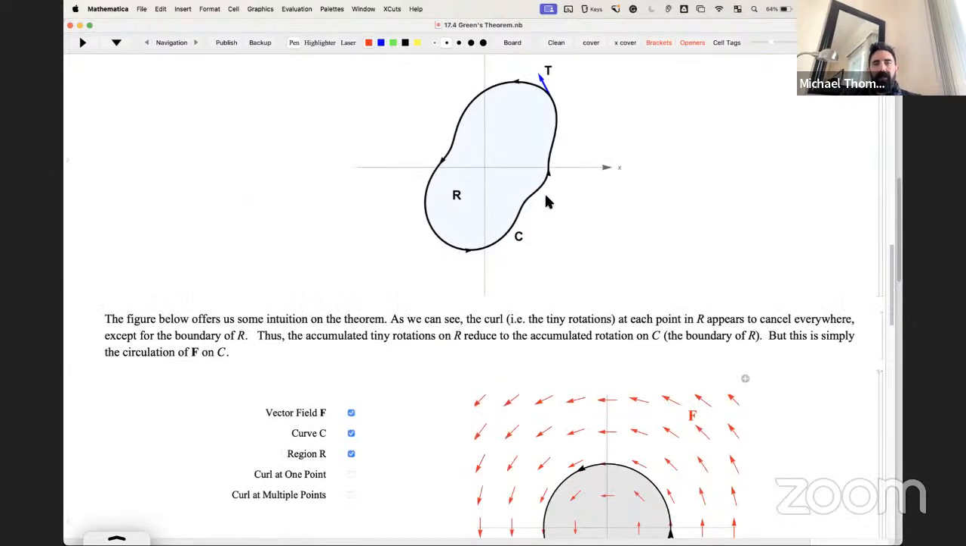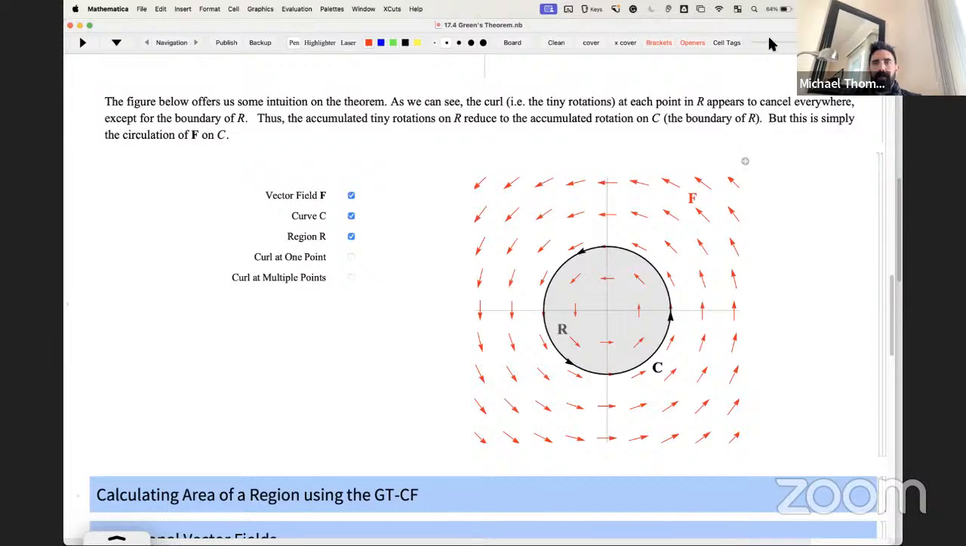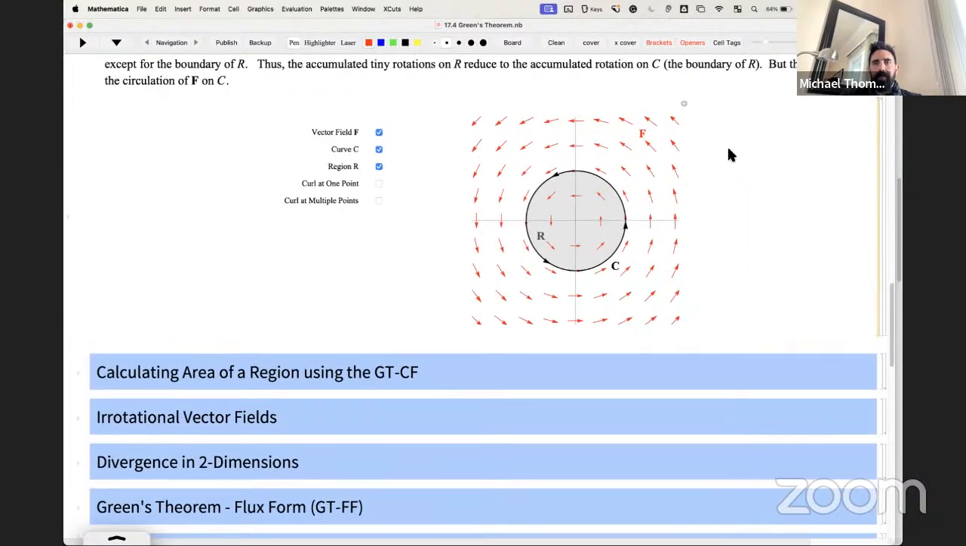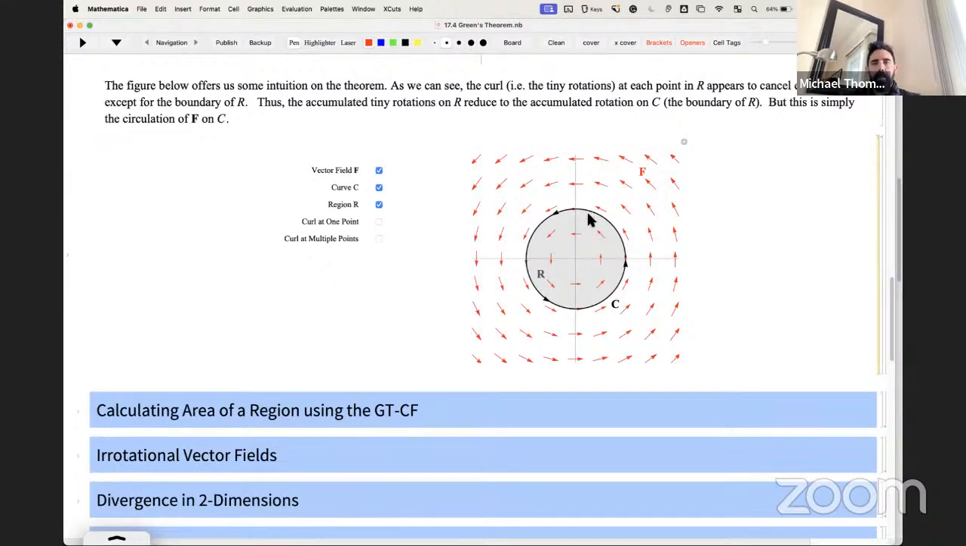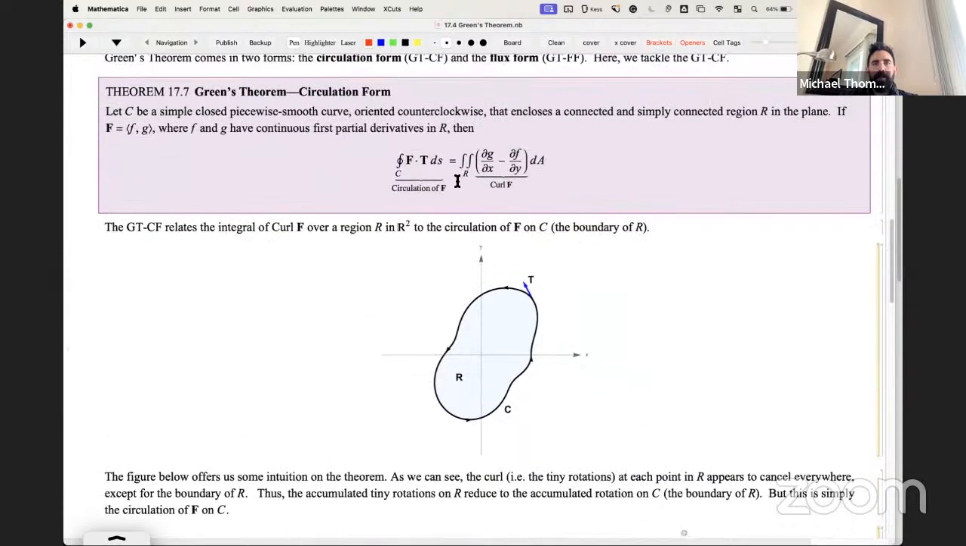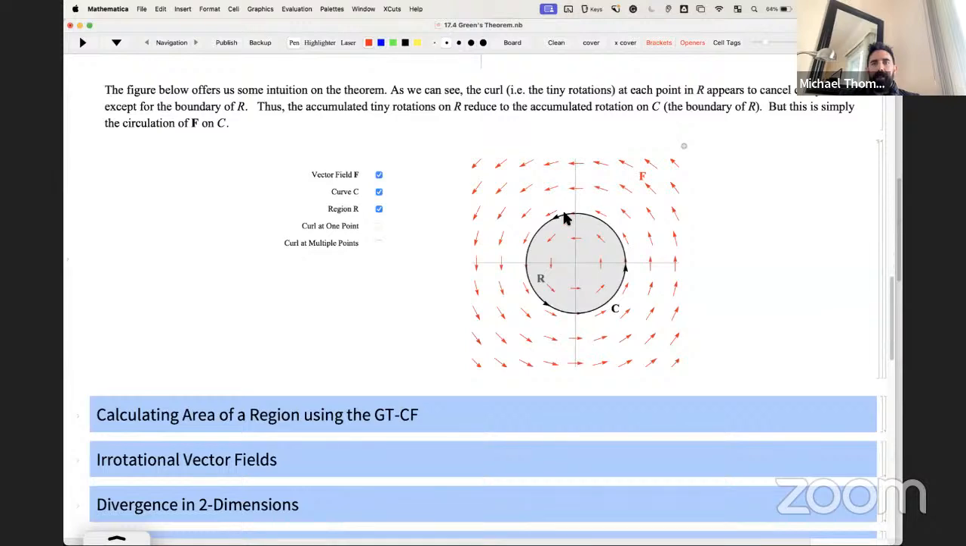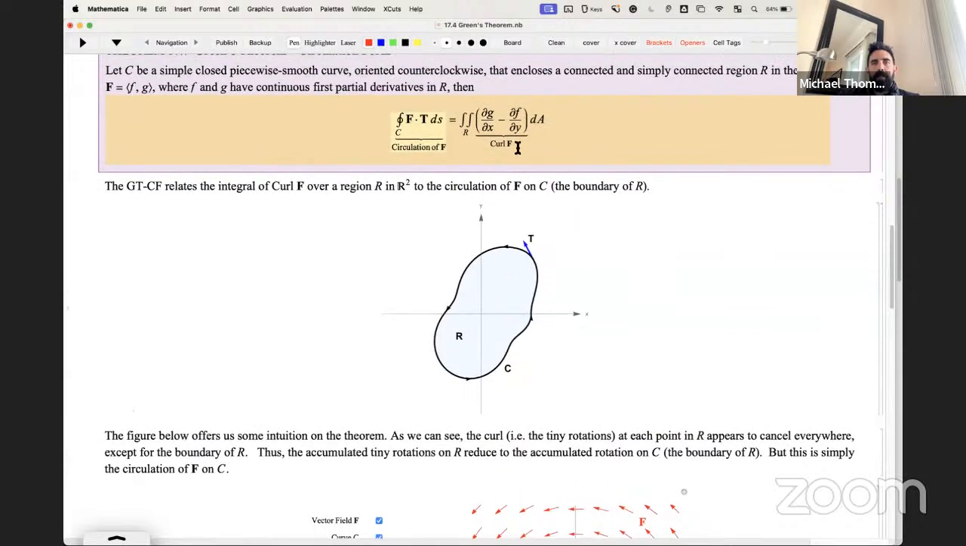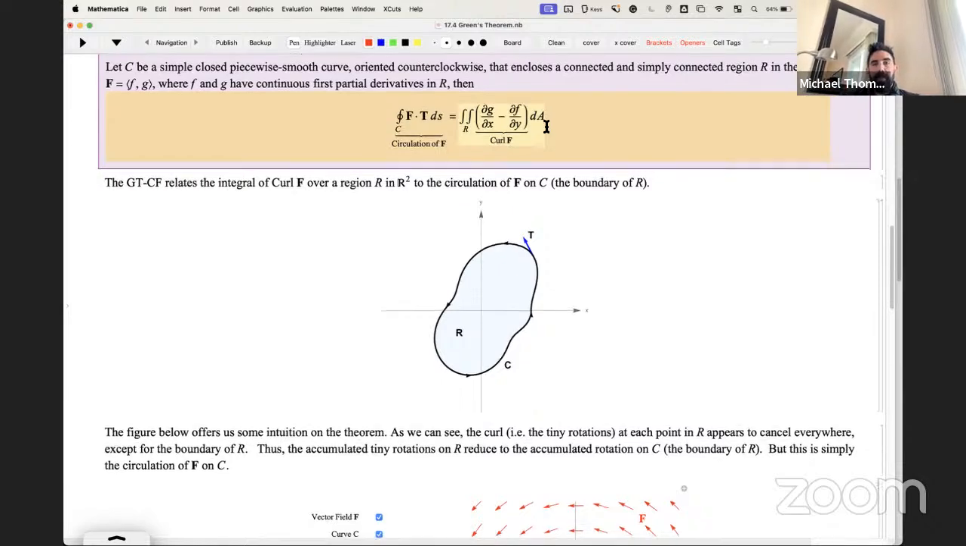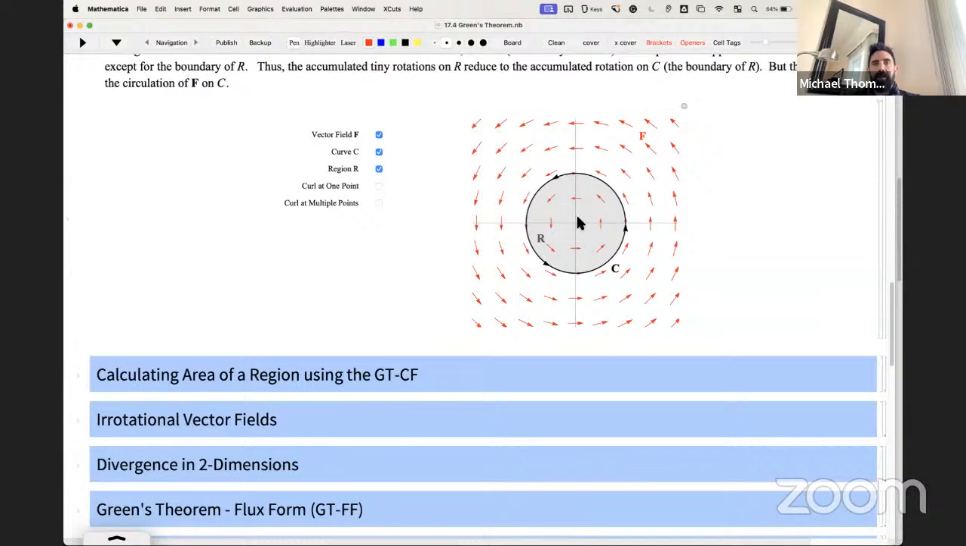So let me give you some intuition on what's happening. Let's take that same example we were looking at before. For this example, you told me the circulation was positive, right? That would be the left-hand side. So the circulation on the curve C is positive here. Well, what Green's theorem says is if you add up all of the little curls at every point inside, all the tiny little rotations at every point inside the region R, then you should get the same thing. You will get the same thing.